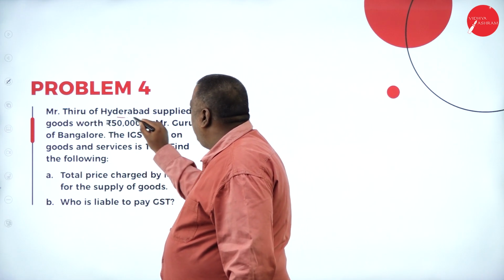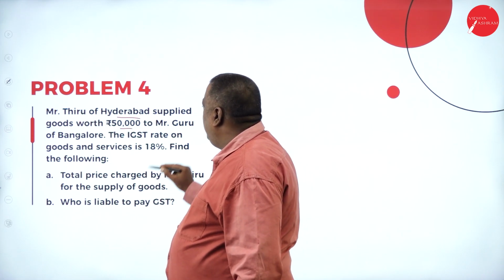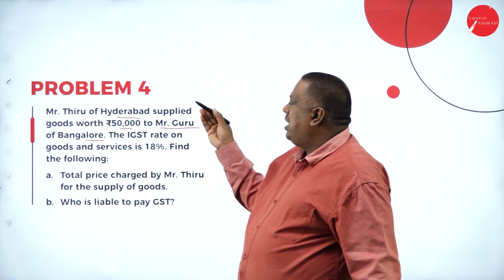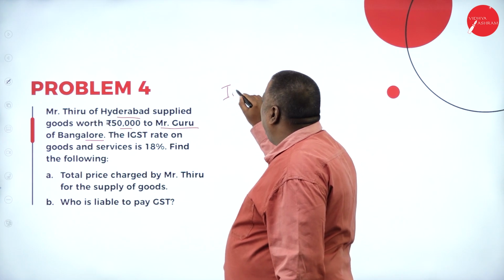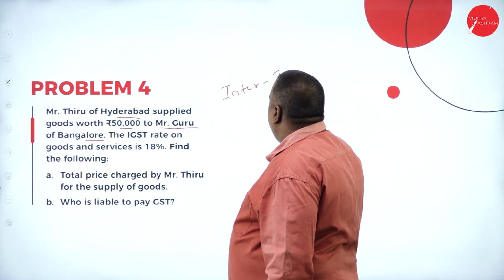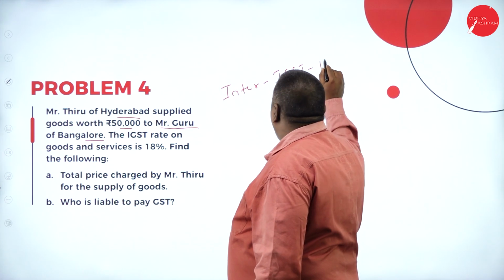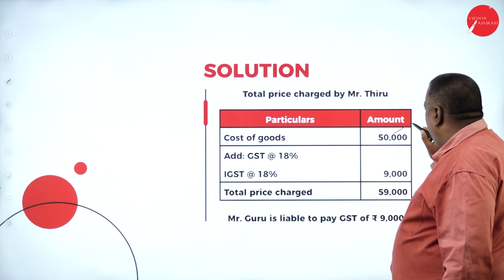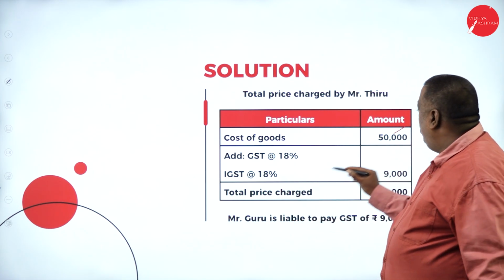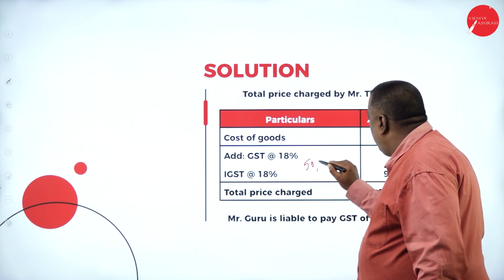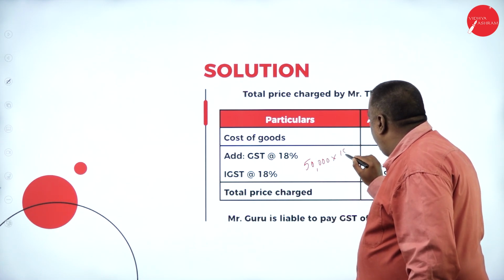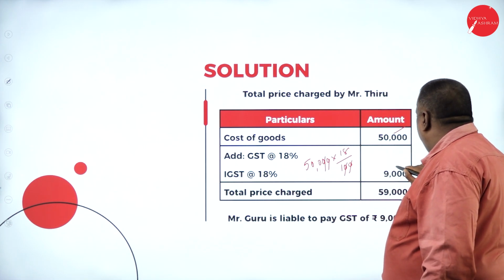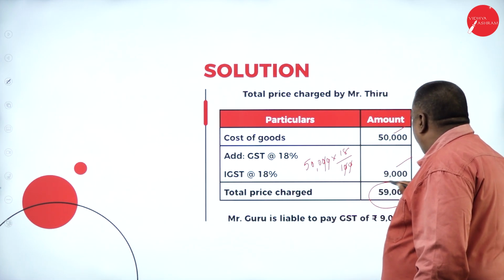Next, Mr. Thiru of Hyderabad supplied goods worth rupees 50,000 to Mr. Guru of Bangalore. See, Hyderabad and Bangalore, Andhra Pradesh and Karnataka, when it comes, it is inter. Inter means IGST. What is the rate of taxes? 18%. This will go directly to the central. What is the cost of goods? 50,000. There is no discount here. So 50,000 into 18 by 100, 0 get cancels. 500 into 18, 9,000. The total price of the commodity is 59,000.